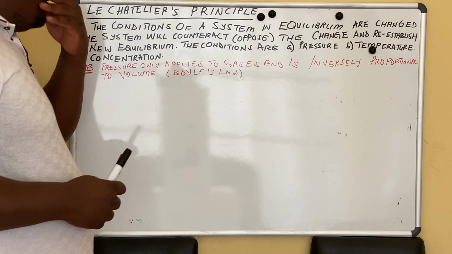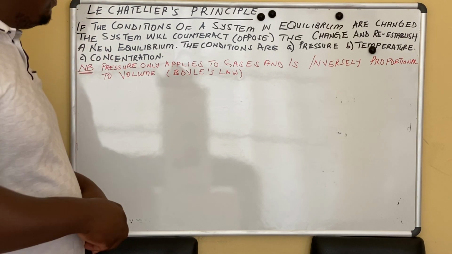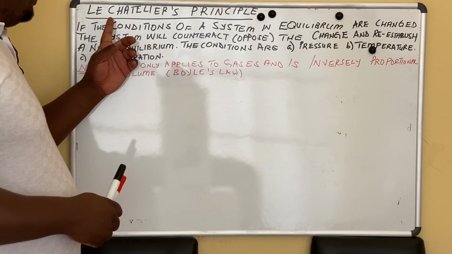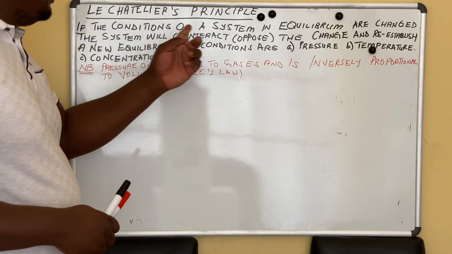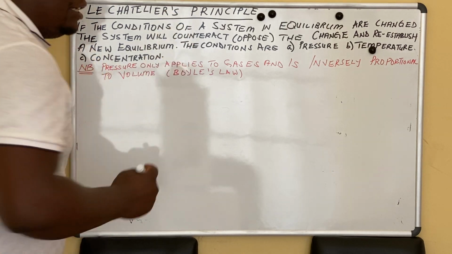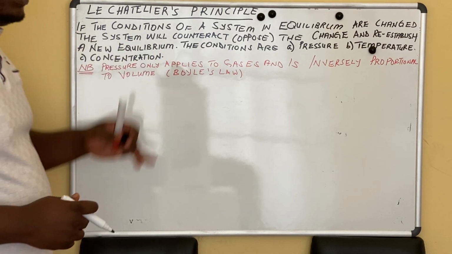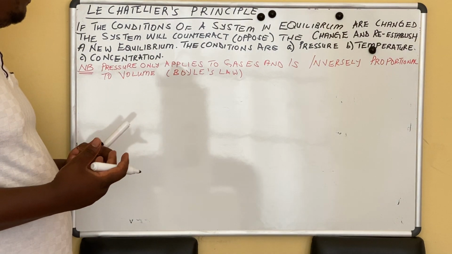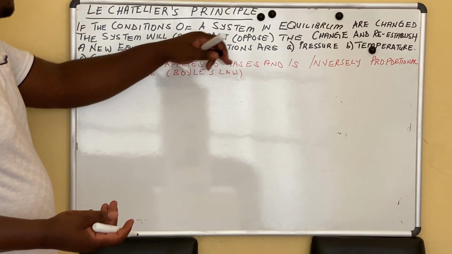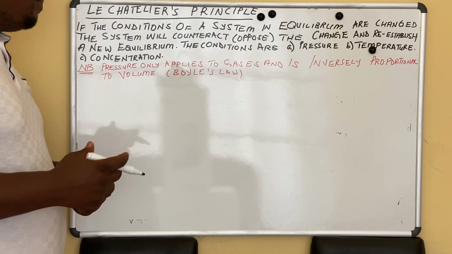Right, hello guys. Today we are looking at applications of chemical equilibrium. In order for us to understand the applications of chemical equilibrium, we need to look at what is known as Le Chatelier's principle. Very important, this principle. So I have stated it for you here. What does it say? It says that if the conditions of a system in equilibrium are changed, the system will counteract or oppose the change and re-establish a new equilibrium.